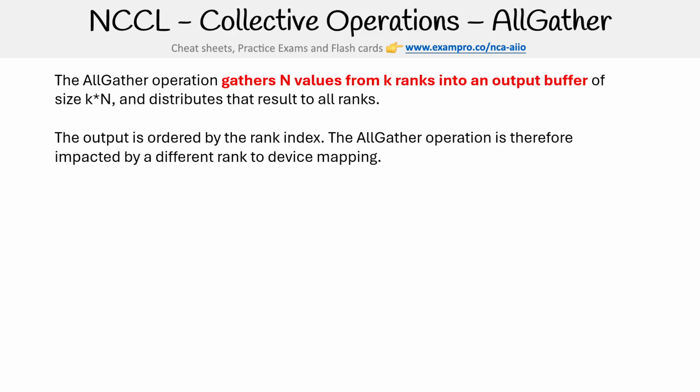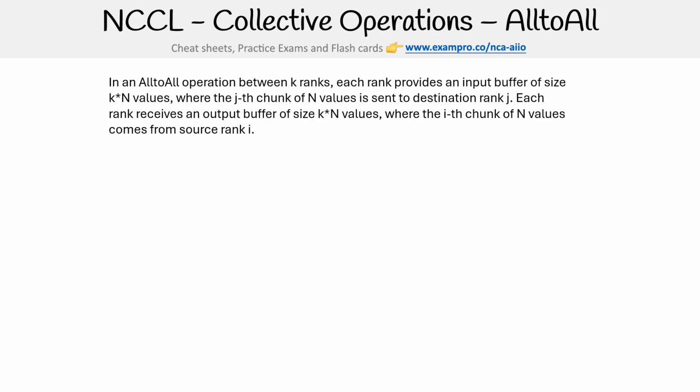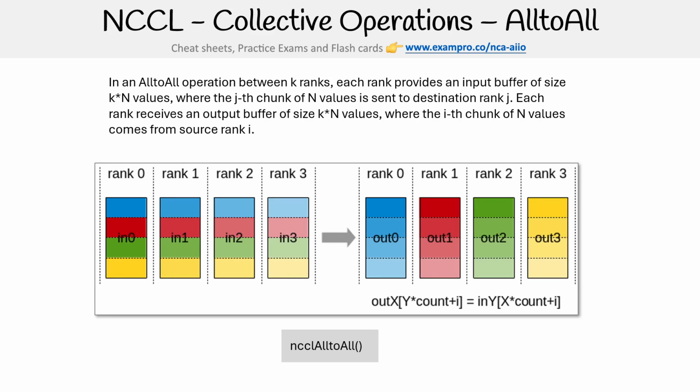We have all gather operation. It gathers n values from k ranks into an output buffer of size kn. It distributes that result to all ranks. The output is ordered by rank index. The all gather operation is therefore impacted by different ranks of the device mapping. So you can see the values, how they're going to be stacked in here as such. So there you go.